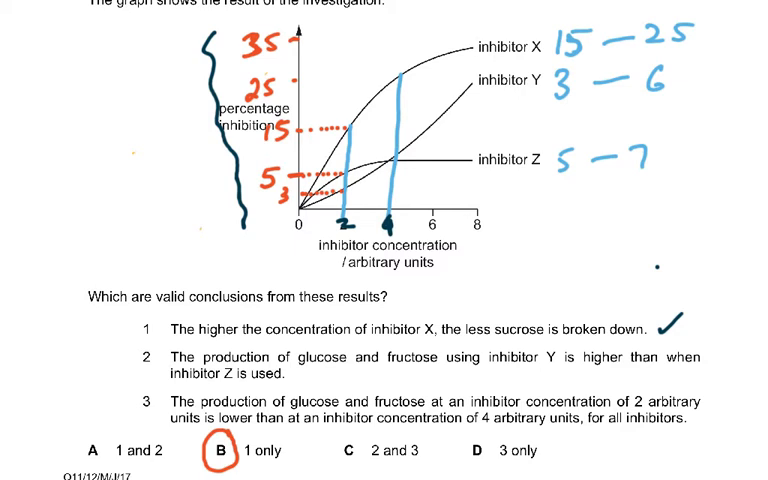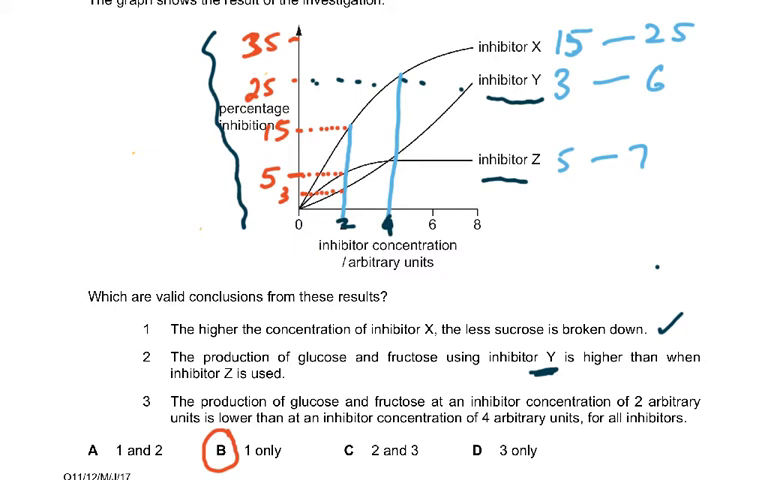The production of glucose and fructose using inhibitor Y is higher than when inhibitor Z is used. The production of glucose and fructose in Y is higher. Production of glucose and fructose means what? Less inhibition. But Y, you can see Y is inhibiting more. The inhibition is 25% if you just see it here, this side. And Z is inhibiting it only 5 or 6%, 7%.